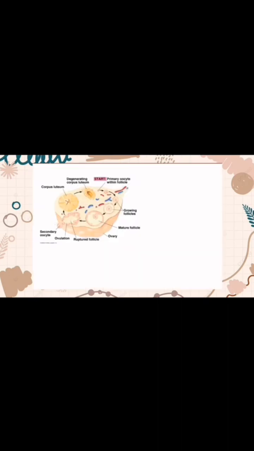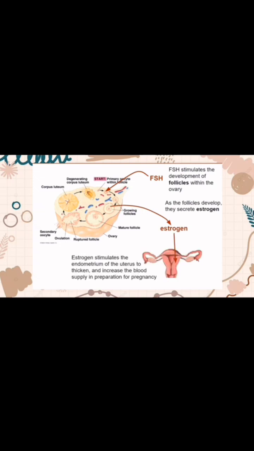Next is the follicular phase. The first thing that happens is that FSH stimulates the development of follicles within the ovary. Follicles are groups of cells in the ovary that contain and provide nutrients to the egg. As the follicles develop, they start to secrete estrogen, which acts on the uterus to stimulate the thickening of the endometrium and increase the blood supply in preparation for pregnancy.